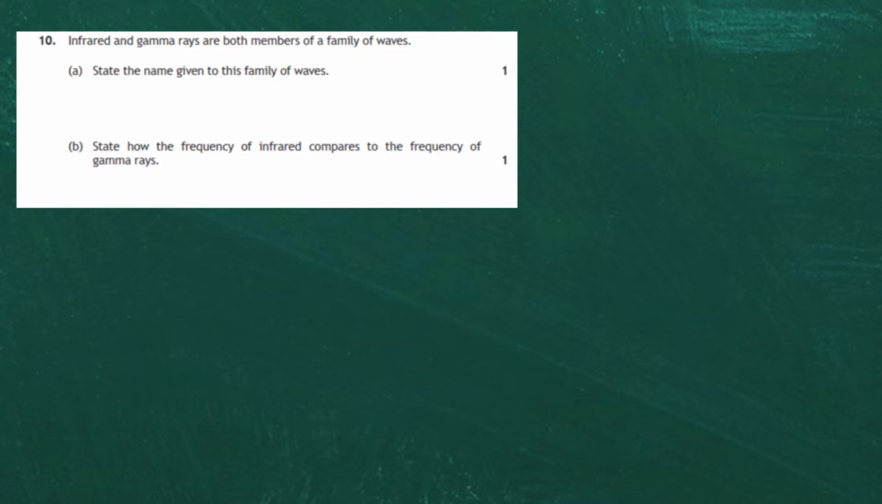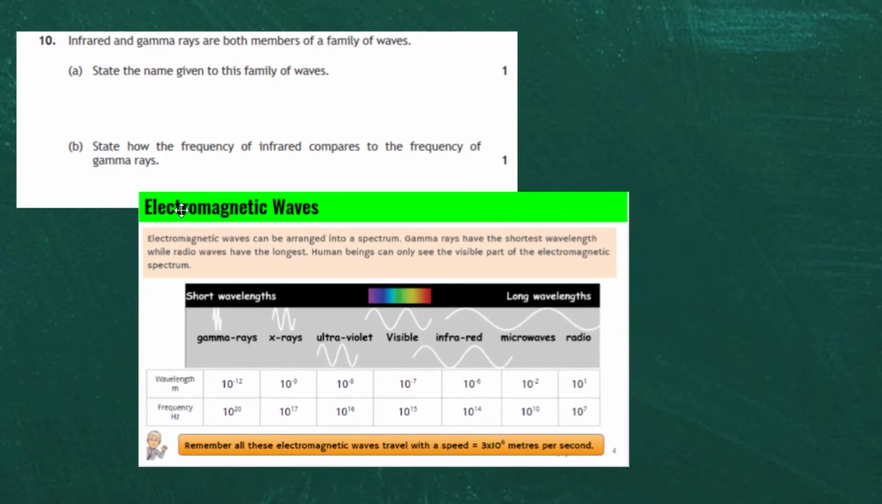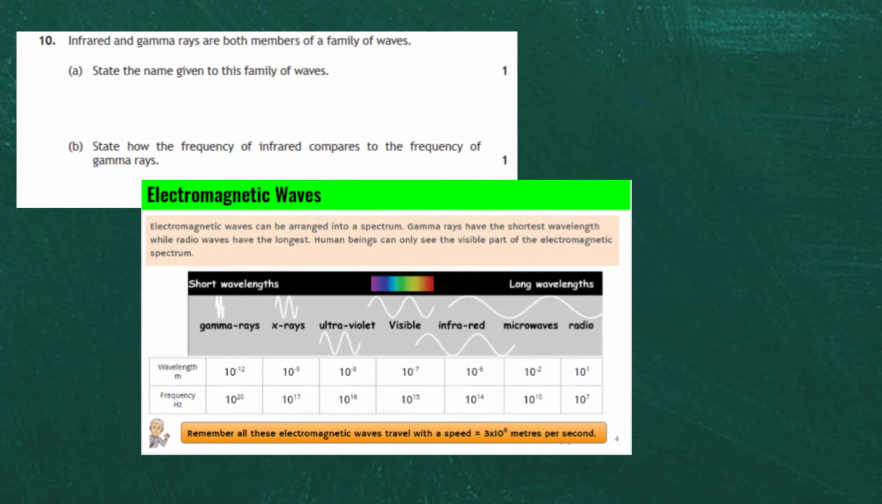Question 10 from Section 2 of the 2019 National 5 SQA exam. Infrared and gamma rays are both members of a family of waves. And for 1 mark we have to state the name given to this family of waves. Well, the name given to the family of waves is the electromagnetic waves, and there's a picture of them there in that little poster.